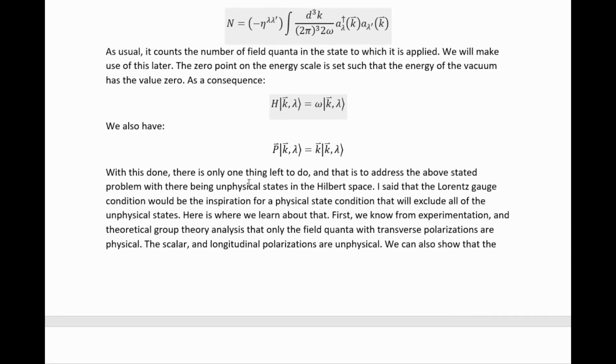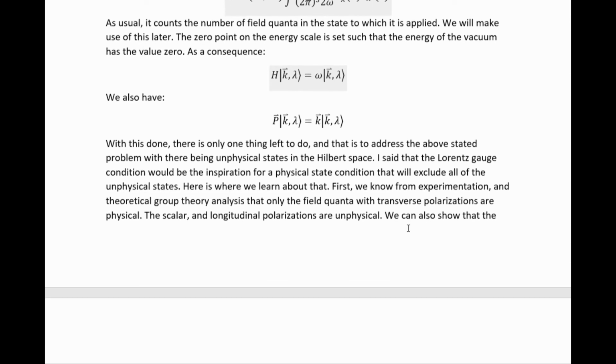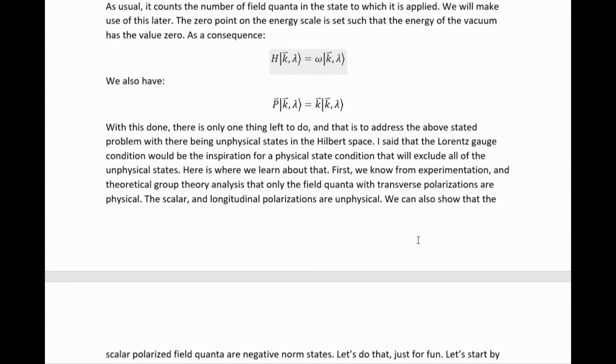With this done, there is only one thing left to do, and that is to address the above stated problem of there being unphysical states in the Hilbert space. I said that the Lorentz gauge condition would be the inspiration for a physical state condition that will exclude all of the unphysical states. Here is where we learn about that. First, we know from experimentation and theoretical group theory analysis that only field quanta with transverse polarizations are physical. The scalar and longitudinal polarizations are unphysical.